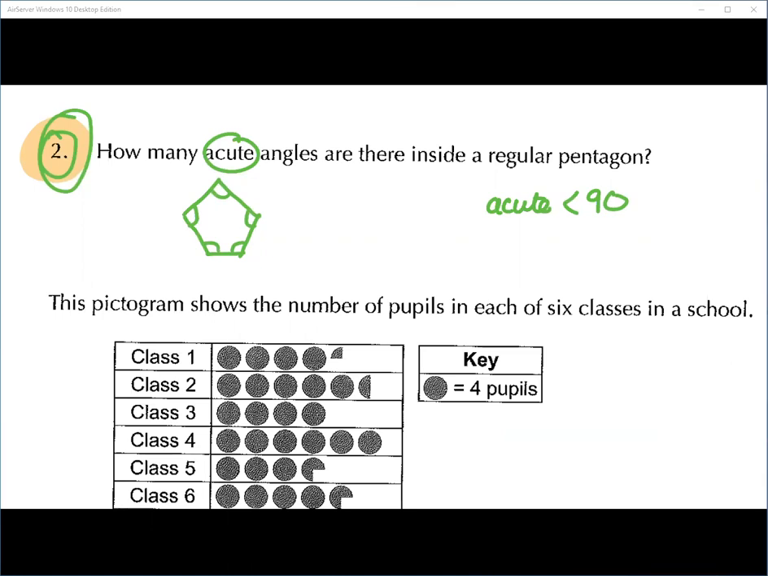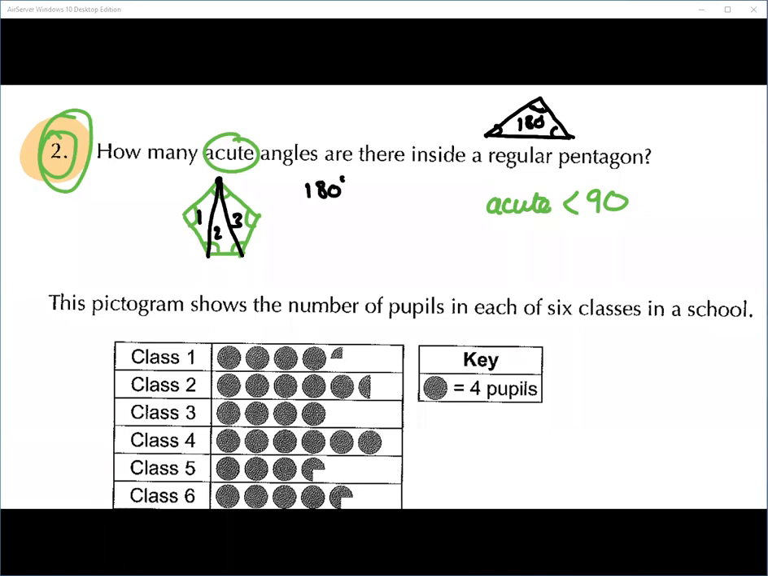So first of all, we need to work out what the angles are inside a regular pentagon. And the easiest way to do that is to divide the pentagon, starting from one corner, into triangles. How many triangles can you see now? 3. Well done. Excellent. What do the angles inside a triangle add up to? 180. That's better. So you got 3 of them.